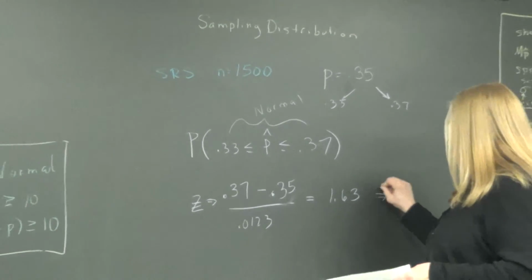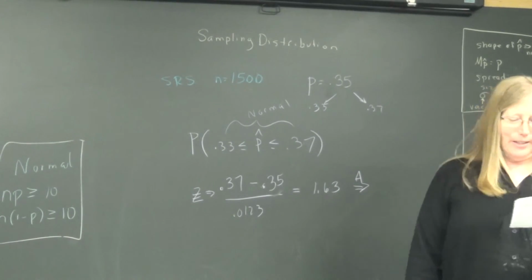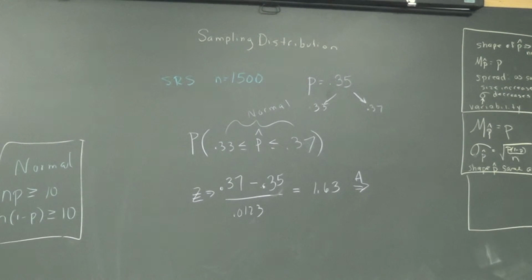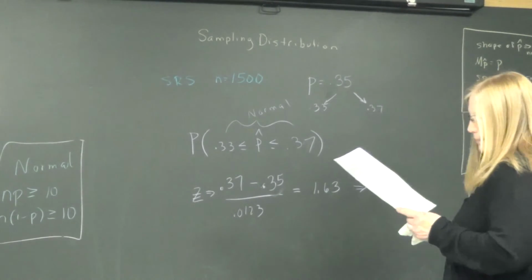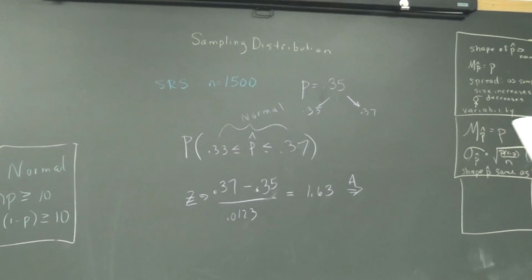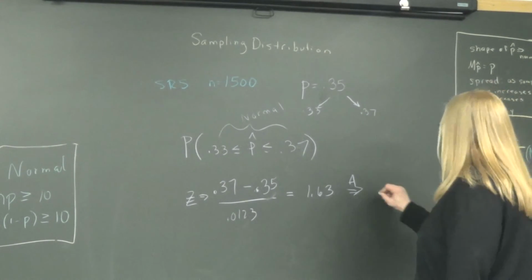I need chart A, 1.63. Look it up. 0.9484. I'll take it.